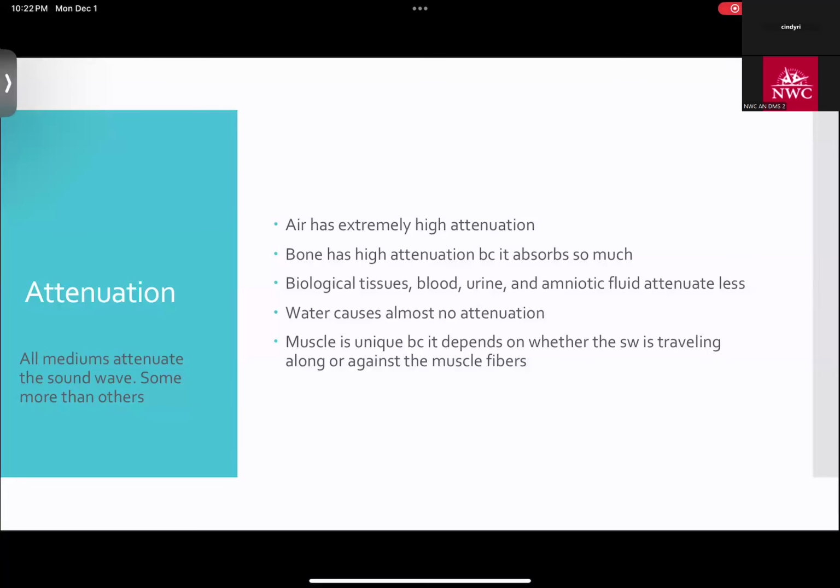Think about air. Is air our friend? Do we enjoy when there's air bubbles or gas bubbles in the patient? No, because the air will act as a high attenuator on our sound wave, right? Bone has also high attenuation rate. It has a high absorption rate.